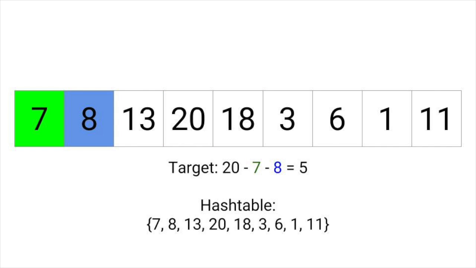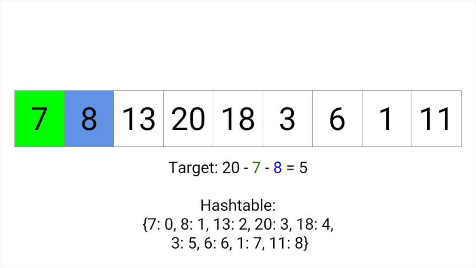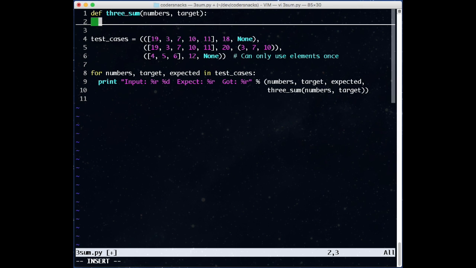Let's loop over the pairs of numbers and see if the third number, which will be the target minus the sum of the pair, is in our hash table. We can store the indices to make sure we're not getting duplicates. Let's write some code for this.